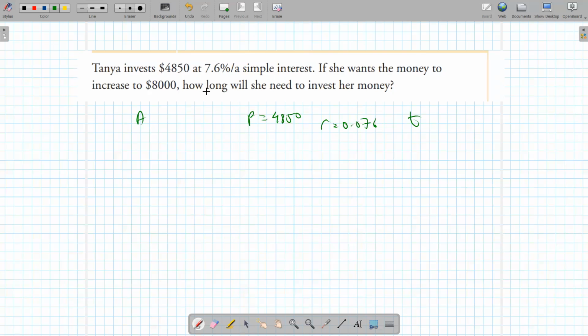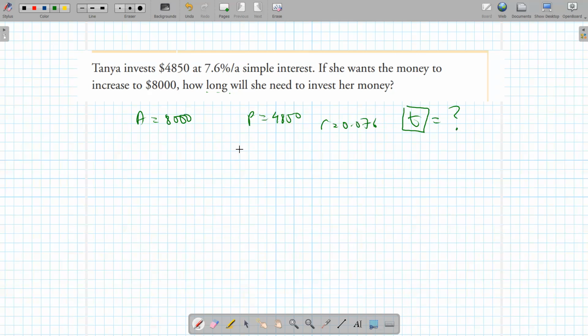It says how long will she need? This is going to be our unknown. We don't know time. We're looking for time because it says how long. Do we know what A is? The 8,000, because that's what it increased to. The 4850 that we had increased to 8,000.